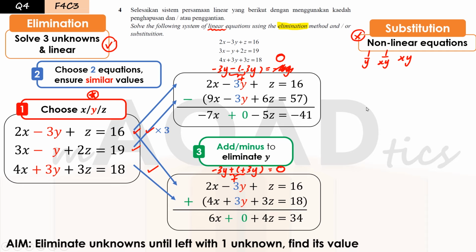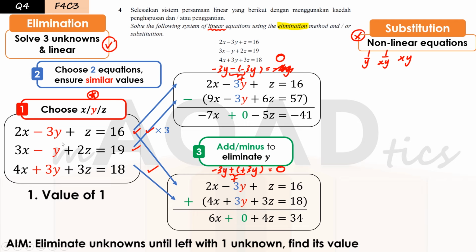But before we go to the next step, I would like to explain why I chose unknown y in step 1 just now. Let me explain why I didn't choose unknown x and unknown z. Let's start off with unknown x first. If you look at the values of x, there's no value 1. But for y, there is 1. So why is it so important? Why do we need to have the value 1? The reason is because of step 2. In step 2, we need to choose two equations and make sure they have similar values.